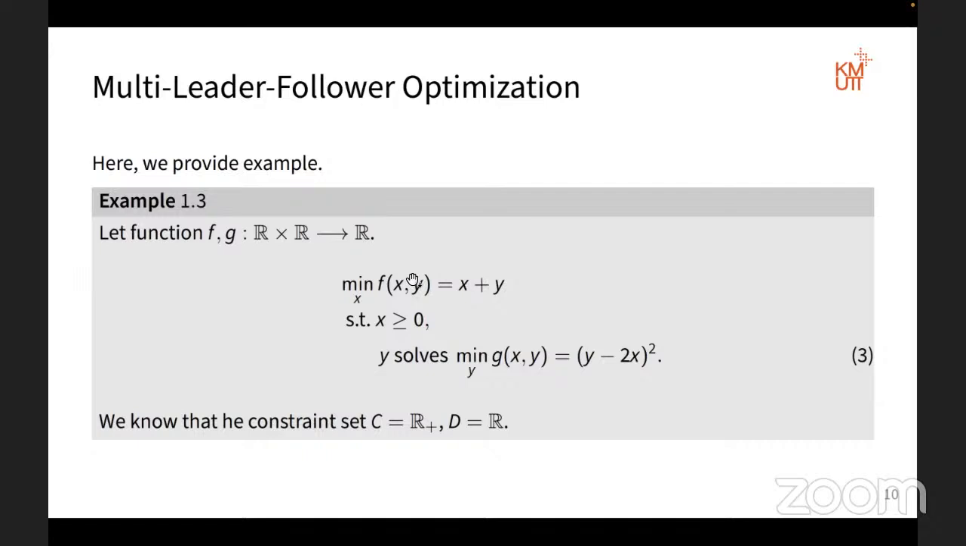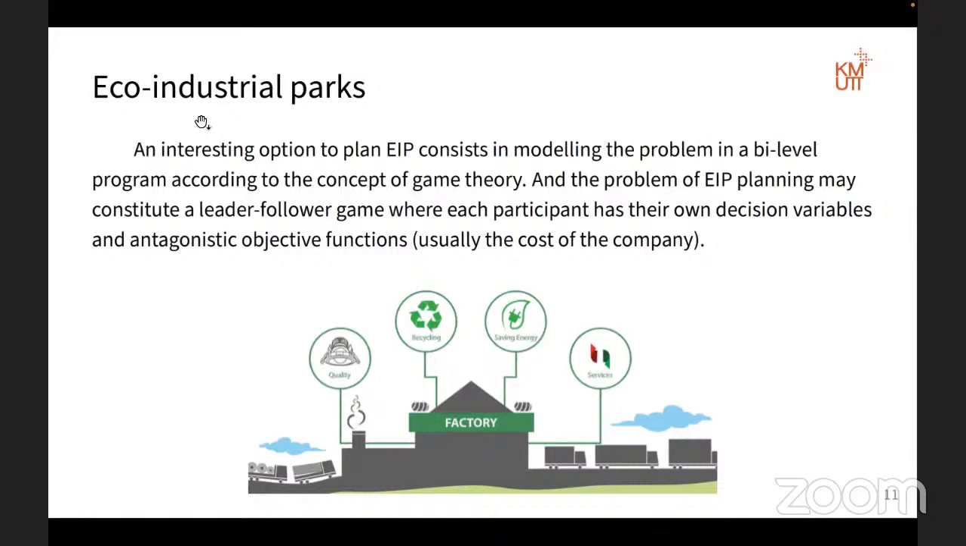Next we want to show you what the eco industrial park is. The eco industrial park is a concept in modeling the problem as a bilevel program according to the concept of game theory. The problem of the EIP means the concept of a leader-follower game, where each participant has their own decision variable and antagonistic objective function.